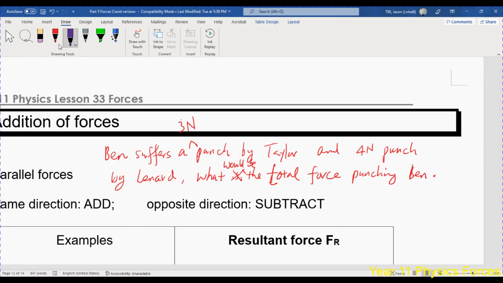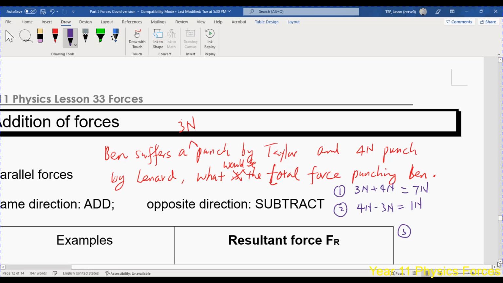Total force punching. Okay, so you can say one possible answer is, of course, if Lena and Taylor try to punch Ben from the same direction, you can just add their forces up. But if Lena punched Ben from the left, and Taylor does that from the right, they will cancel out a little bit. So the resultant could be just 1 Newton.